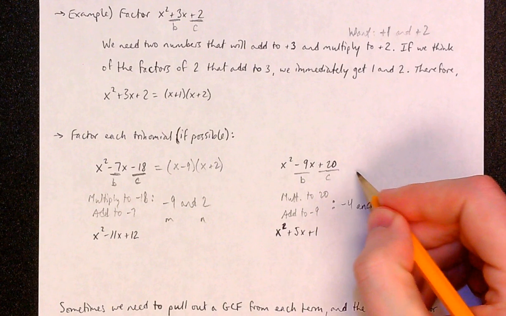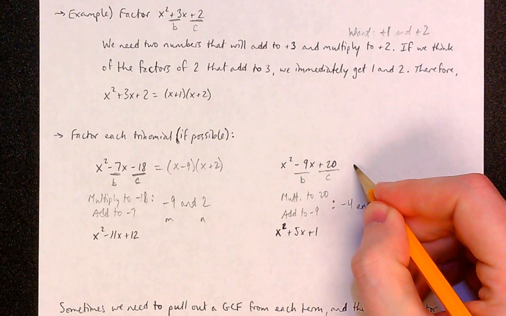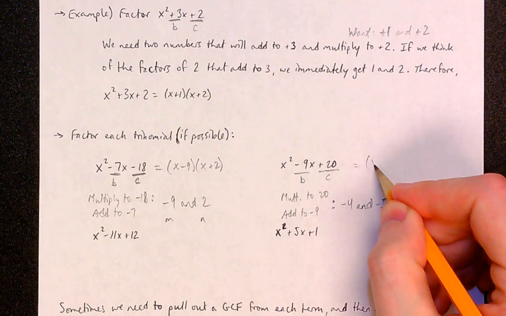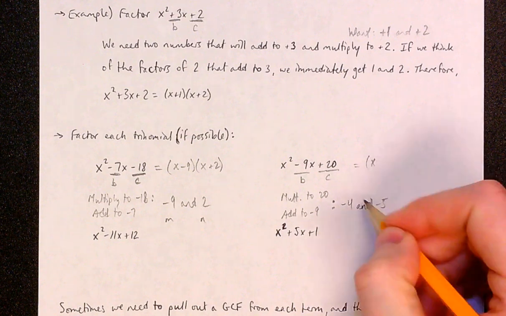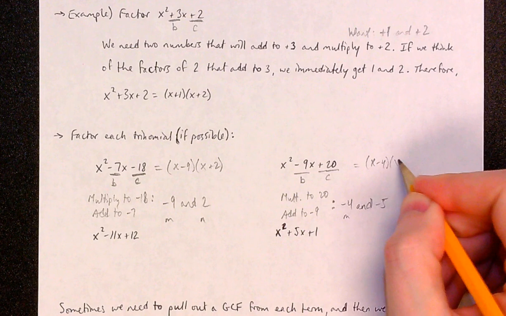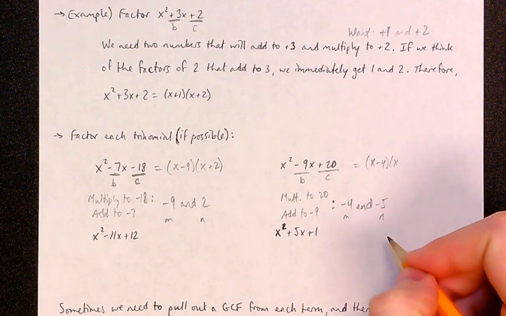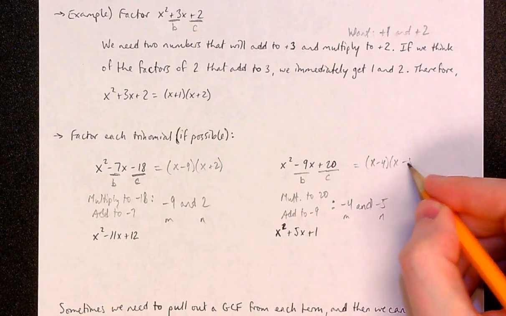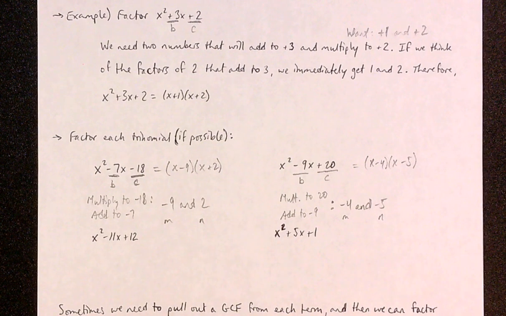So we take our trinomial and we say it's x and then my m value, minus 4, times x and then my n value, minus 5. So there's another example of how we use this thinking to help us factor a trinomial.